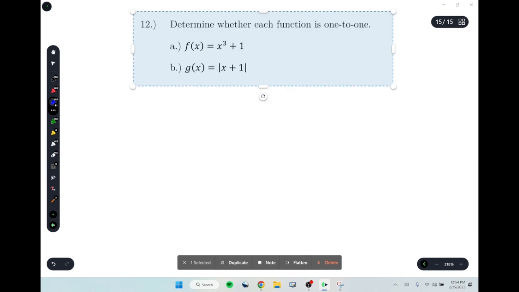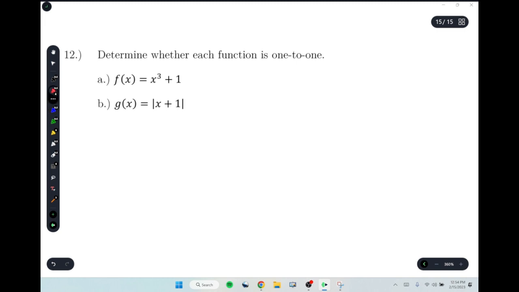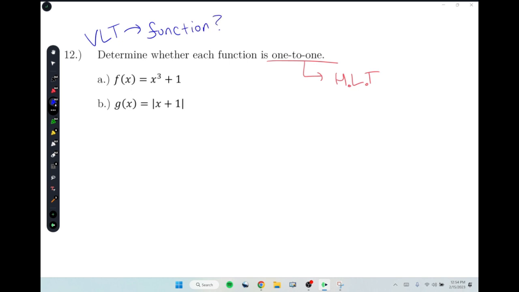How do we know if something's 1-to-1? Yep, that's right. 1-to-1 means horizontal line test. What does vertical line test mean? To find out if it's a function. Absolutely. Function or not. Horizontal line test works for 1-to-1, vertical line test works for function. There's another way to determine whether it's 1-to-1. That's one way. Great. There's a second way.